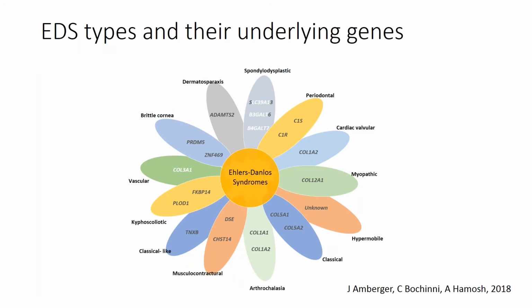And I really love this illustration from Joanna Amberger and Carol Bocchini and Ada Hamish from 2018, which shows the different types of Ehlers-Danlos syndromes as the petals of a flower with the type of Ehlers-Danlos syndrome listed on the outside of the flower and the genes that encode each of those types listed inside the petals. You will note here the hypermobile type is the only one for which the underlying genes are unknown.